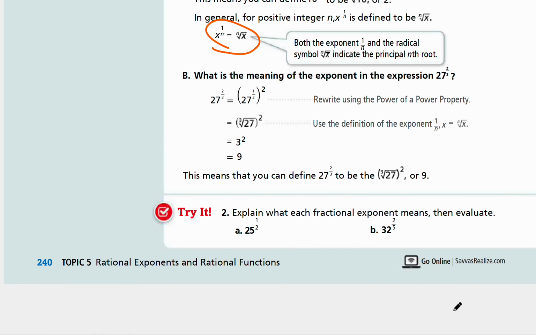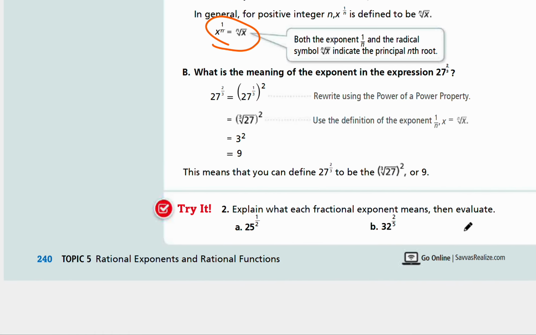So let's look at try number 2. Explain what each fractional exponent means, then evaluate. Evaluate means solve for it, make it simplified, right? And so explain what they mean, use the properties if you can to simplify, and then evaluate. Pause the video, come back when you're ready for answers.